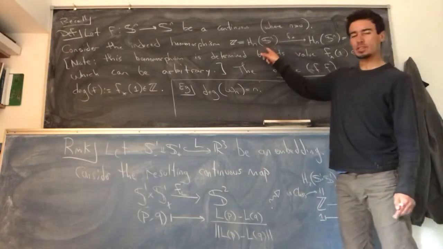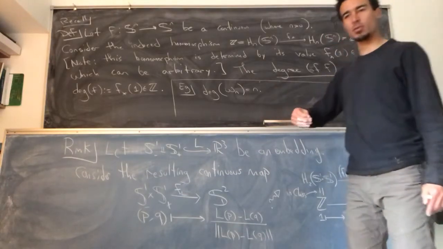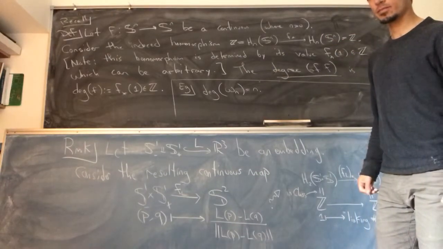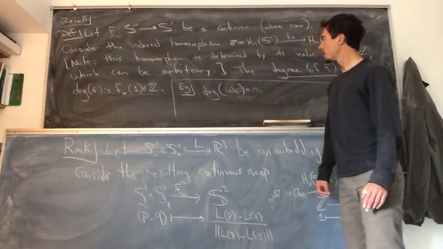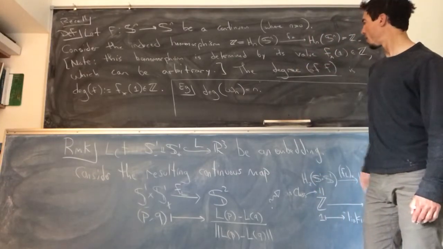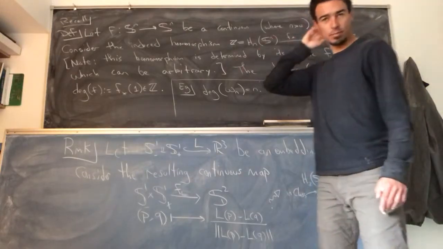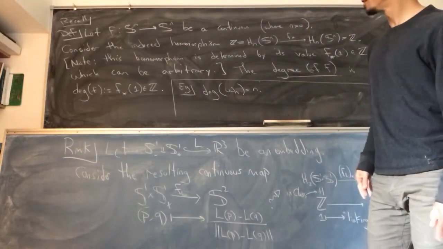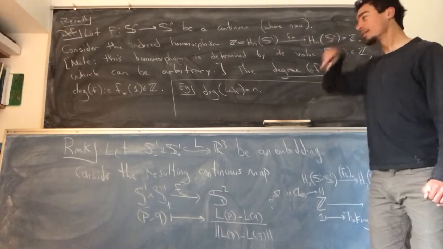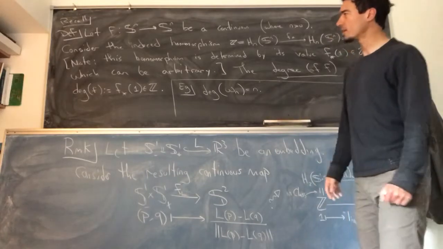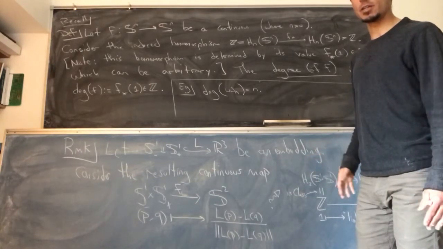So the continuous map determines a homomorphism between the integers, so from the group of integers to the group of integers. And I just put a note, this homomorphism is determined by its value on the preferred generator of the integers, which is the number 1. And so in that way, we get an integer assigned to every continuous map between these positive dimensional spheres. And that's the definition of the degree.